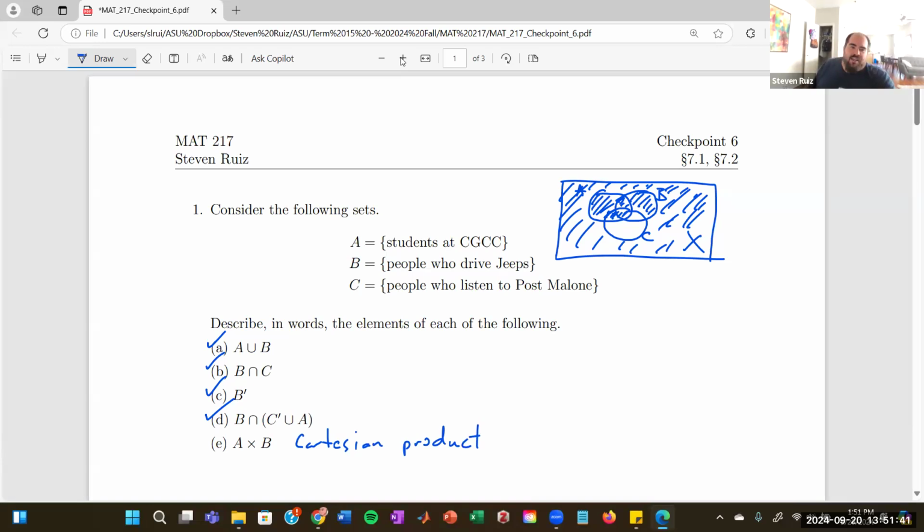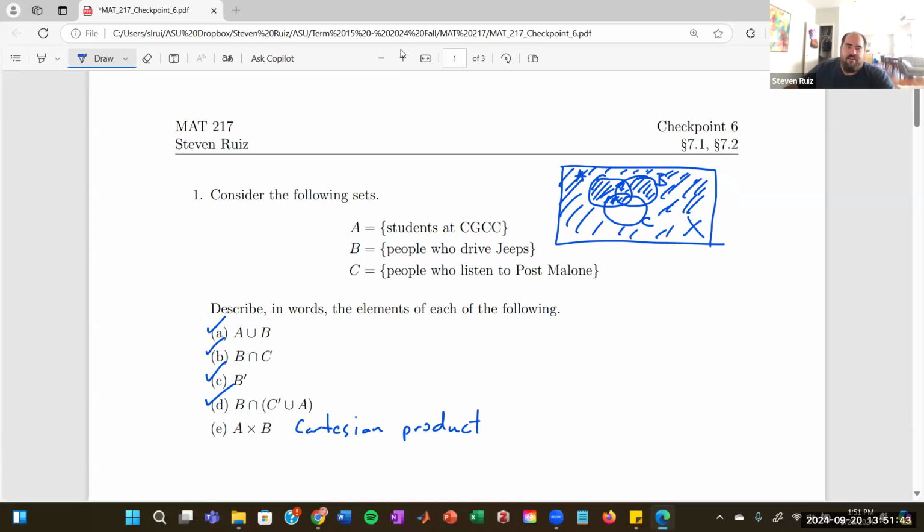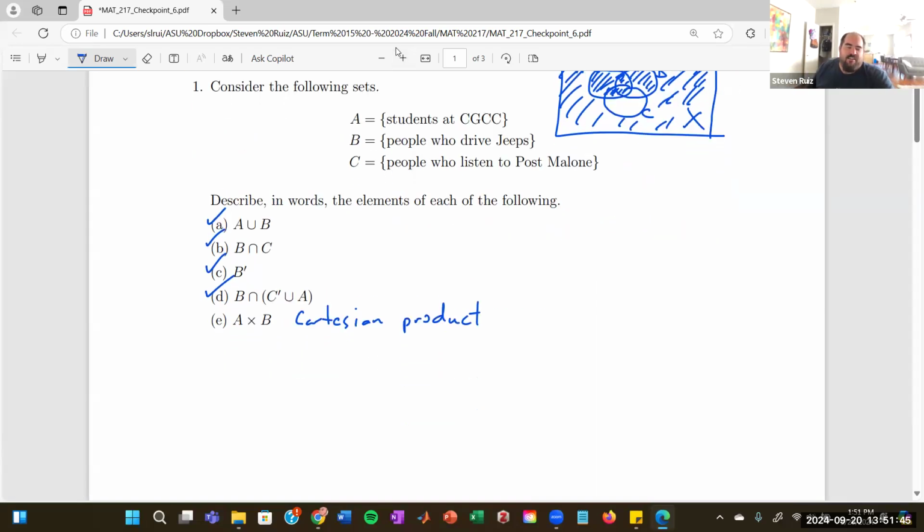A product of two sets, I should write down something for this. So basically, A cross B is the list of these things. It's a bunch of ordered pairs that look like (a, b), where all the little a's are a member of set A, and all the little b's are a member of set B.